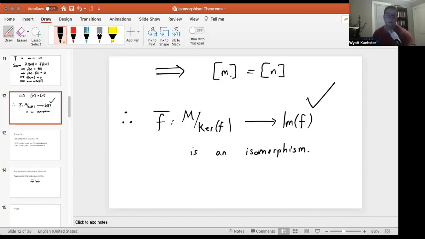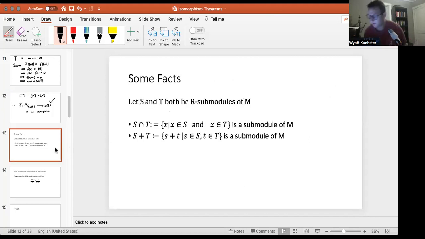All right, now let's do the second isomorphism theorem. And the second isomorphism theorem follows from the first one. But before we do it, I need to talk about the ways that we can make submodules out of other submodules. I don't think I've talked about that yet.